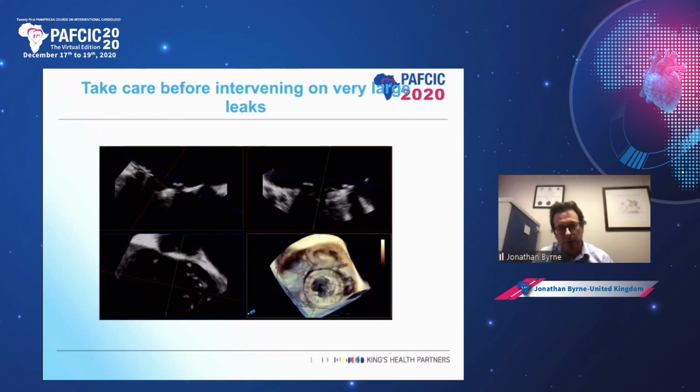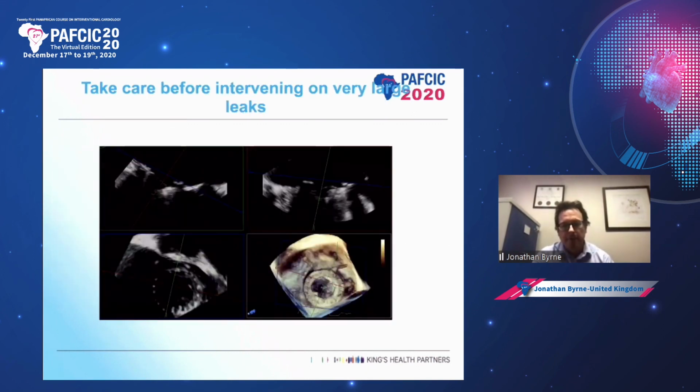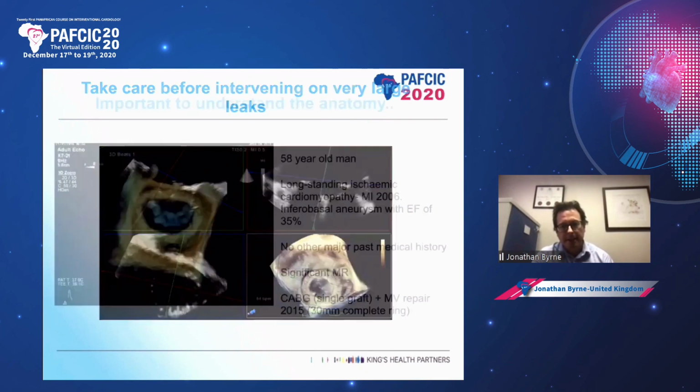And I think it's important to have very careful imaging, and sometimes multimodality imaging before you start. And this is another case in point.